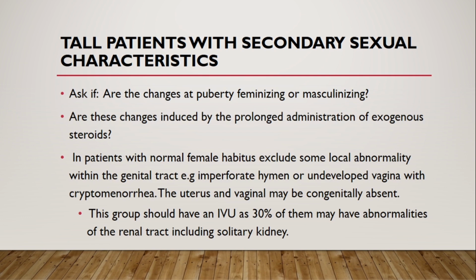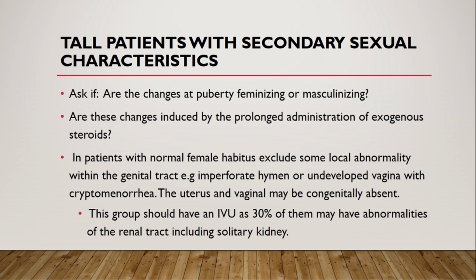Is it a virilized type of patient? Is it eugonadal, like polycystic disease of the ovary, or Noonan syndrome? Are these changes induced by prolonged administration of exogenous drugs? You need to find out, because these patients may have some residual vagina, and by giving them steroids, particularly estrogens, they can have a little bleed. So you need to ask these questions. Are there feminizing problems or masculinizing problems? Have they taken estrogens before?